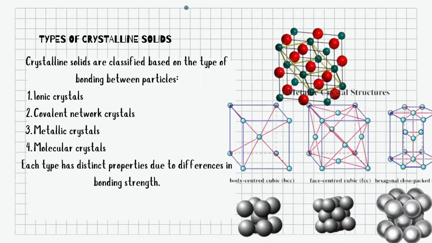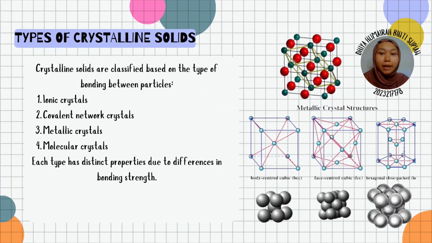Crystalline solids can be classified based on the type of bonding between their particles. First, ionic crystals, where positive and negative ions are held together by a strong electrostatic force, like sodium chloride. These are usually hard and brittle. Next, covalent network crystals, where atoms are bonded through a continuous network of covalent bonds. Diamond is the perfect example, which is extremely hard and extremely stable as well.